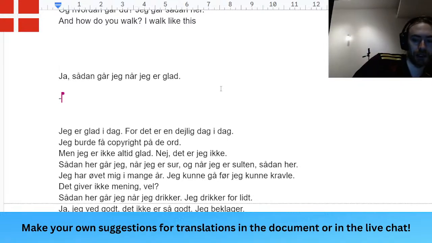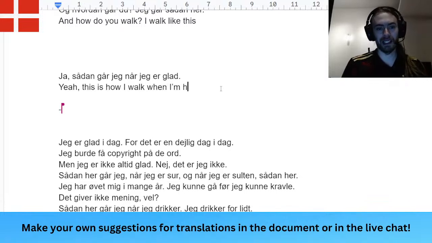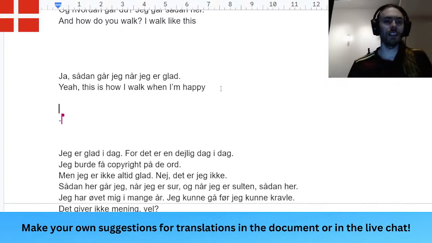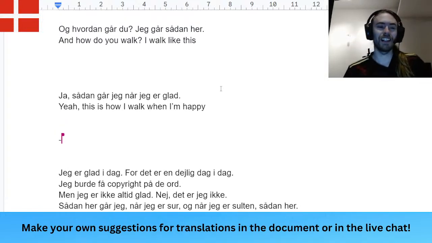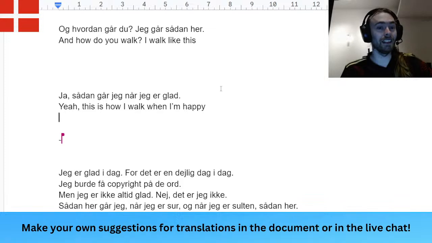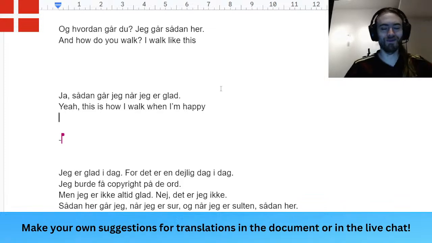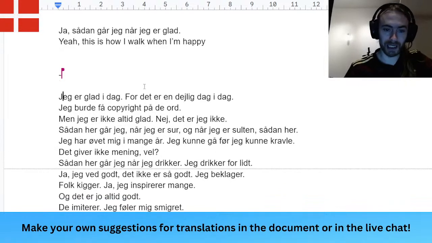Alright, I'm gonna come to the rescue here. Yeah, this is how I walk when I'm happy. Okay? Sådan går jeg, når jeg er glad. Sådan is like this, like this, like that, like this and like that. Når jeg er glad, when I'm happy. Kind of easy, not so much hocus pocus there, as we like to say in Danish.